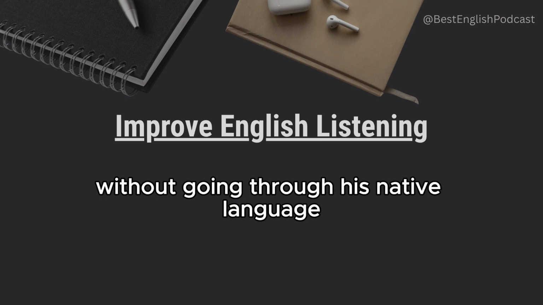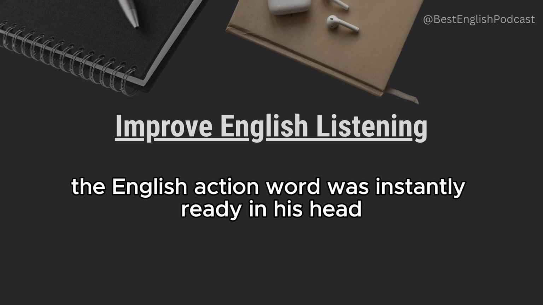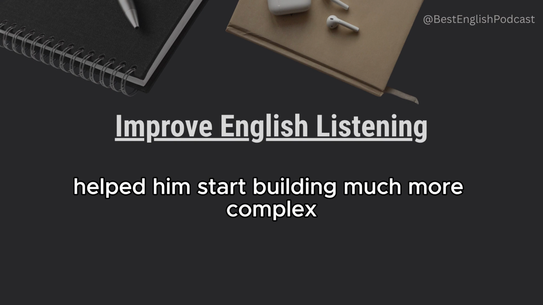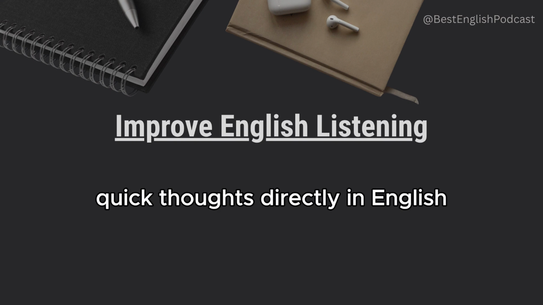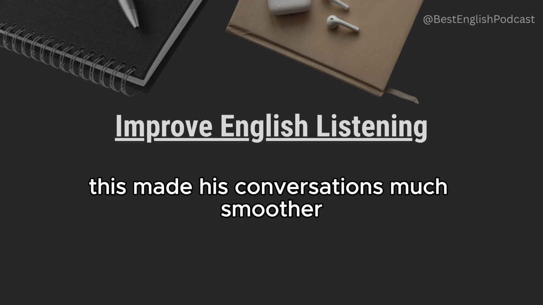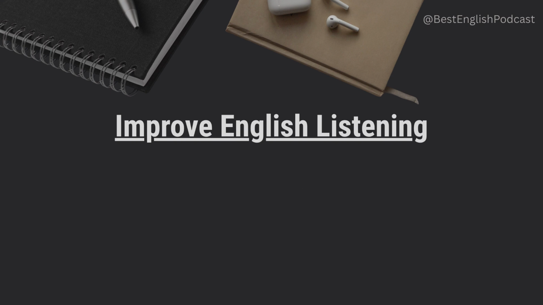When he saw a certain type of plant, the English word came to his mind right away, without going through his native language. When he did something, the English action word was instantly ready in his head. This direct connection helped him start building much more complex, quick thoughts directly in English, without the frustrating translation detour. This made his conversations much smoother, more confident, and truly natural.